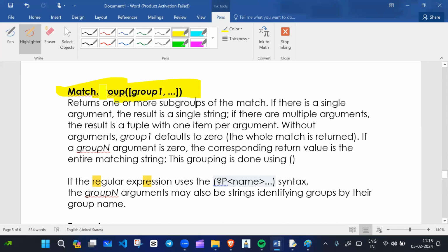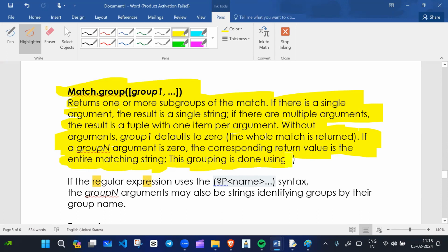Match group returns one or more subgroups of the match. If there is a single argument, the result is a single string. If there are multiple arguments, the result is a tuple with one item per argument. Without arguments, group 1 defaults to 0. The whole match is returned if the group n argument is 0. The corresponding return value is the entire matching string.